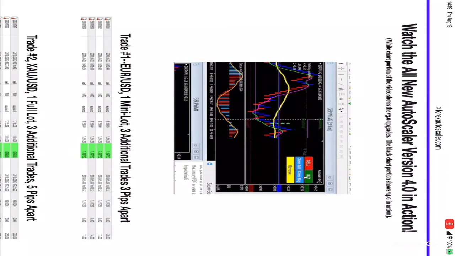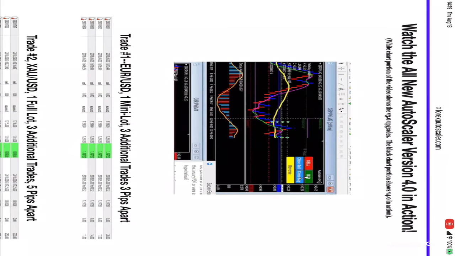Actually, I'm looking at probably either Laughlin, Nevada, or possibly one of those little towns in Arizona. Okay, there we close. That would be the buy. Let's see what happens.